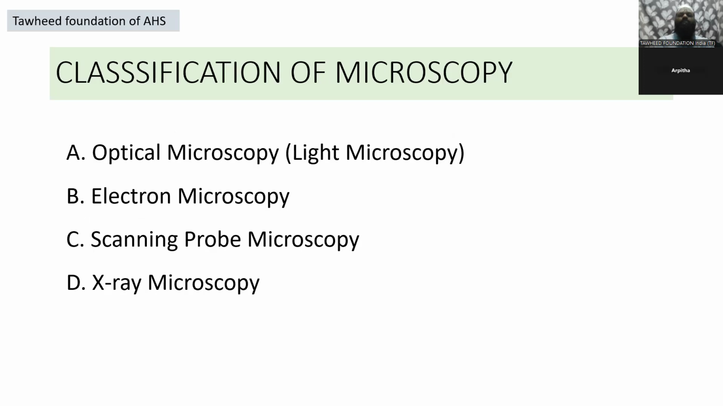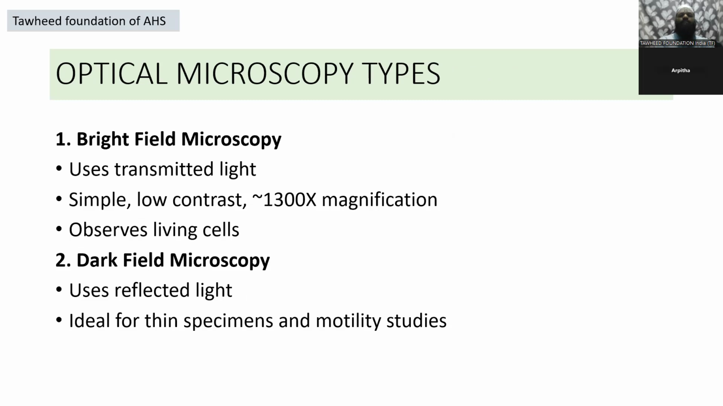Coming to the classification of microscopes, that is divided into four types: optical microscope, electron microscope, scanning probe microscope, and X-ray microscope. Let us go in detail about these classifications. In optical microscope, again it is classified into bright field microscope and dark field microscope. Optical microscope is the microscopy technique that uses transmitted visible light, either natural or artificial, for developing the image of an object. So it is important and most common type of microscopy.